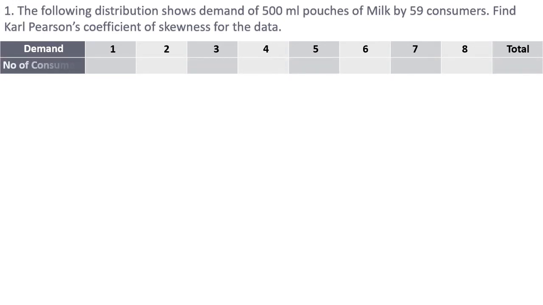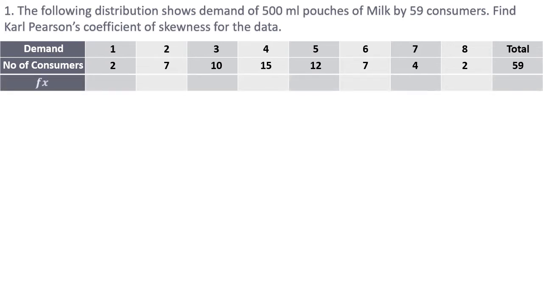Given data is demand of pouches 1, 2, 3, 4, 5, 6, 7, 8 and total. Next is the number of consumers, that is frequency: 2, 7, 10, 15, 12, 7, 4, 2 and total is 59 consumers. Now from the data you can see that mean is calculated using fx, frequency into number of pouches, that is demand x, and if we want to calculate mode, we need the maximum frequency, which is 15. So there is no issue in calculating the mode.